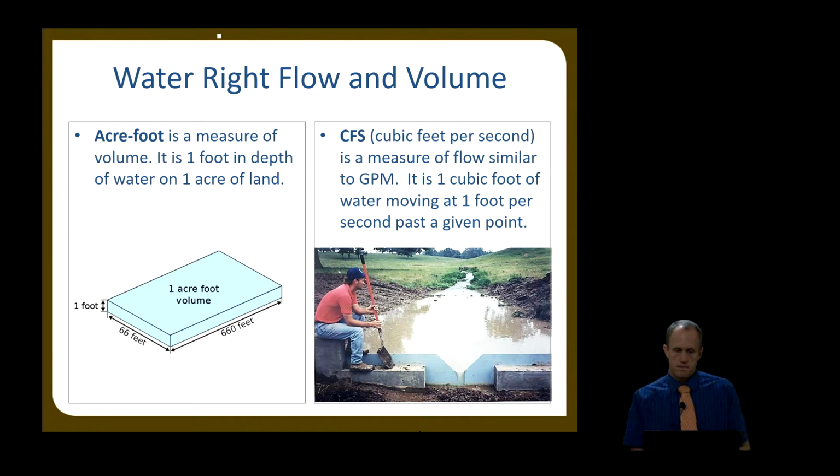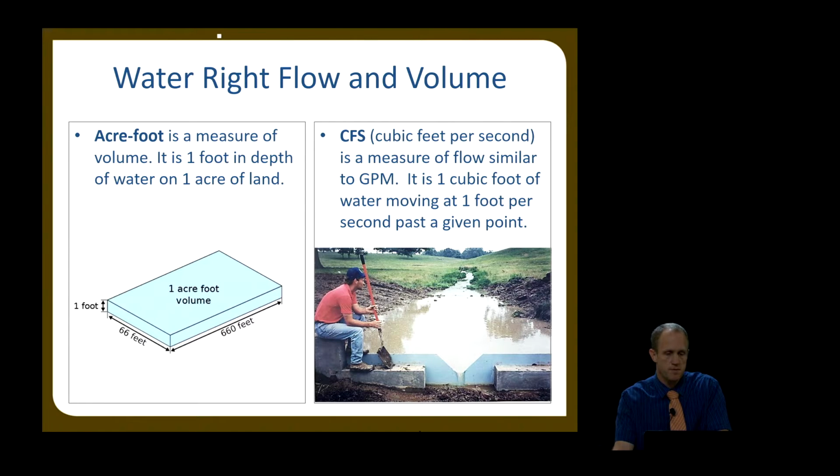Okay. Water right flow and volume. Flow, we stated already, is measured in cubic feet per second, and volume is measured in acre feet. And the question comes up, how does this come into play in a water right? So you can have a water right that has a flow limit and an acre foot limit. And so does that mean you get both? Well, it might, but it might not.